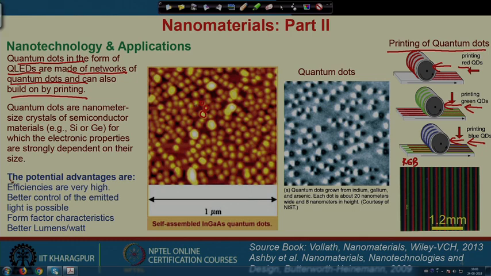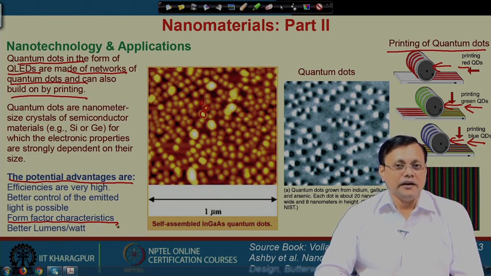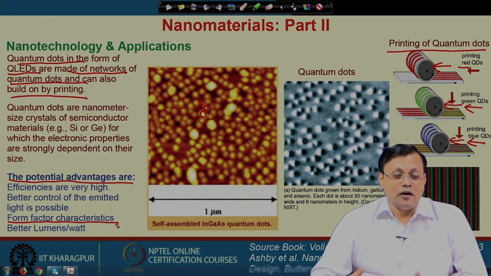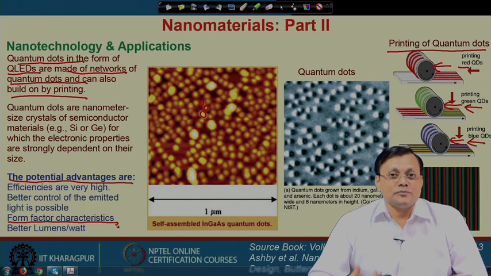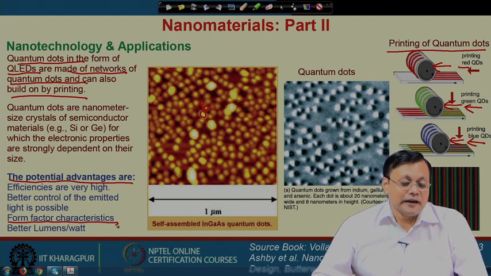The principal and potential advantage of these QLEDs is that the efficiencies are very high and there is better control of the emitted light, and the most important is the form factor characteristic. On the other hand, quantum LEDs have a higher amount of lumens, meaning they emit a higher lumens of light with respect to the wattage that has been consumed. So, the effectiveness or conversion of energy from electrical signal to the optical signal, that factor is much better.